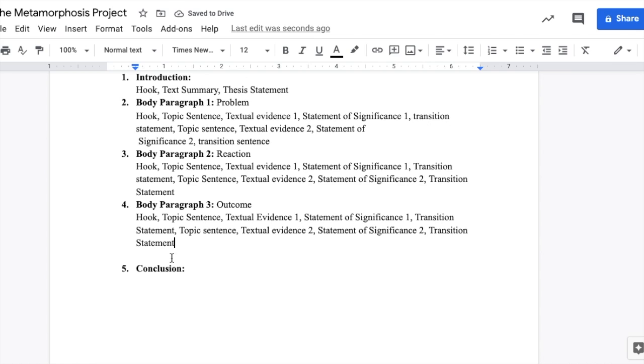In the conclusion, once again you have a little hook, just like every other paragraph, and then you restate or rephrase your thesis statement in it. It can't be copied word for word, or else you get bad marks. And then you end it off with a clincher, something that the reader will remember and think about, or something like a closing statement.